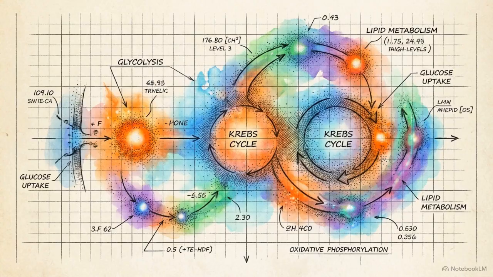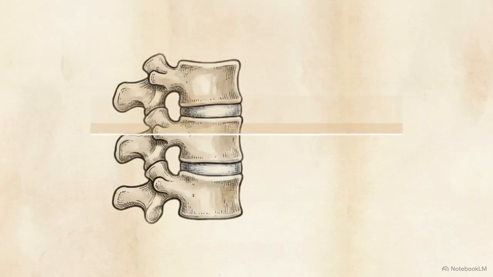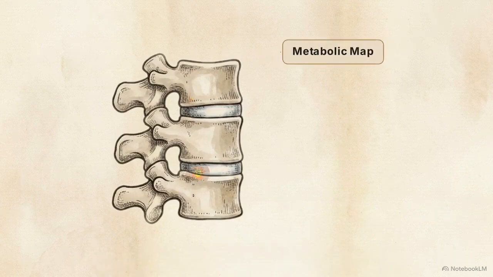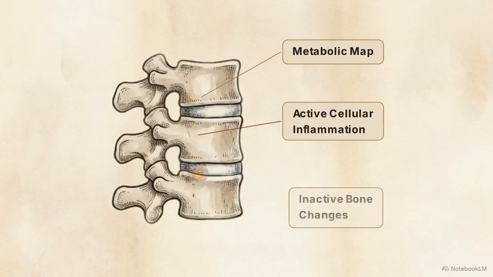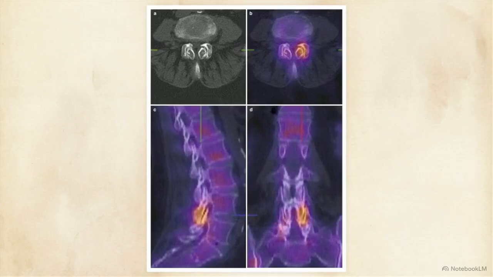This is achieved using SPECT-CT imaging. Single-photon emission computed tomography combined with a CT scan functions as a metabolic map, highlighting areas of active cellular inflammation rather than old inactive bone changes. Looking at this scan, the diagnostic advantage is clear.